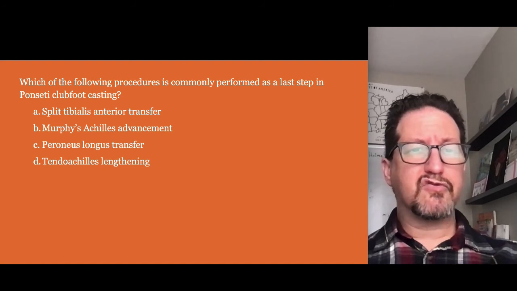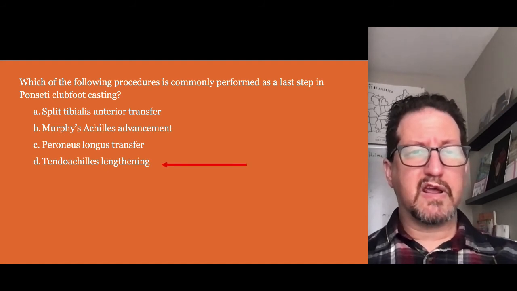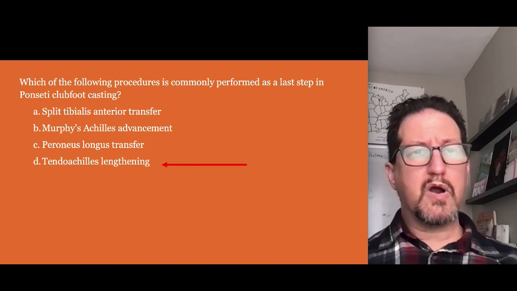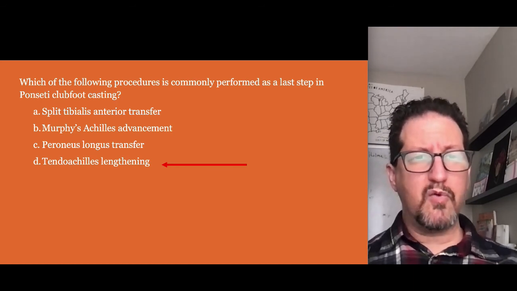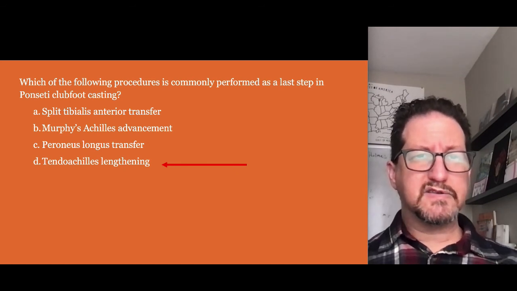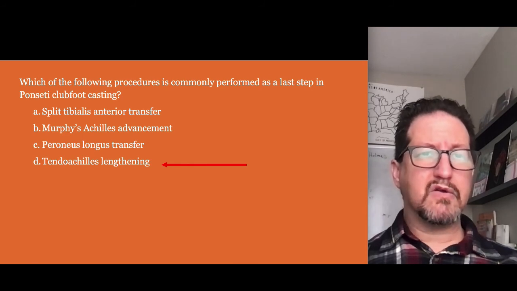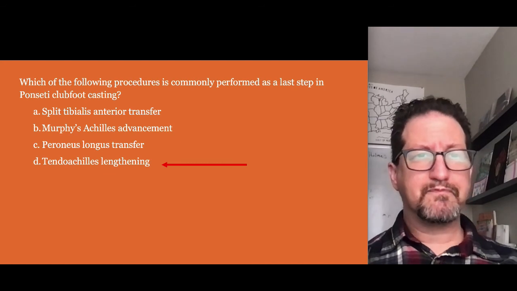And so that leaves us with D, tendo-Achilles lengthening. And in almost 100% of cases where Ponseti clubfoot casting is performed, a tendo-Achilles lengthening is done at the end. So you get rid of the cavus and varus, and then at the end of all that, you lengthen the Achilles to be able to dorsiflex the foot.